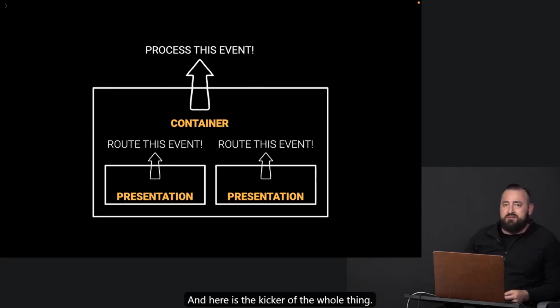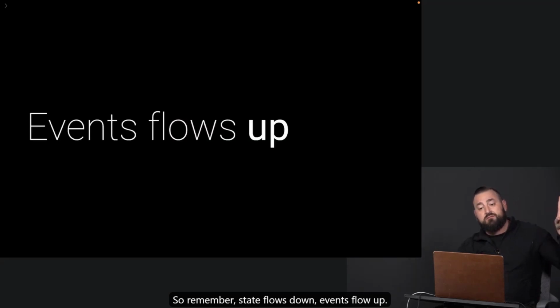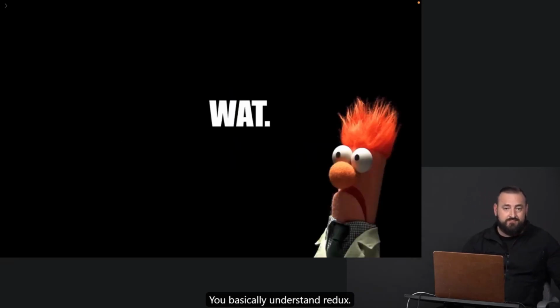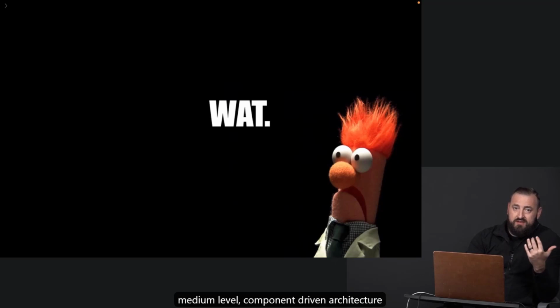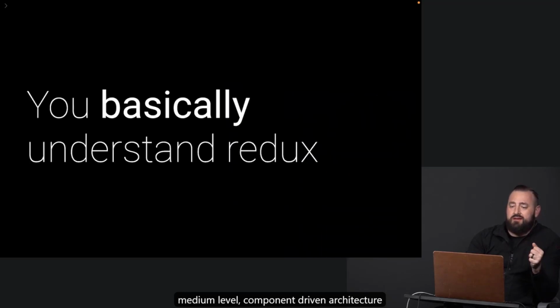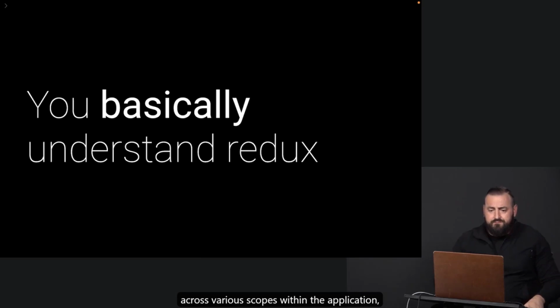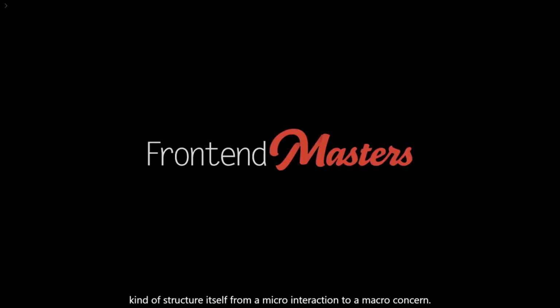And here is the kicker of the whole thing. Remember, state flows down, events flow up, you basically understand Redux. So double WAT. And this is true because remember I said at a meso or medium level, component-driven architecture is a representation of a pattern that exists across various scopes within the application structure itself, from a micro interaction to a macro concern.